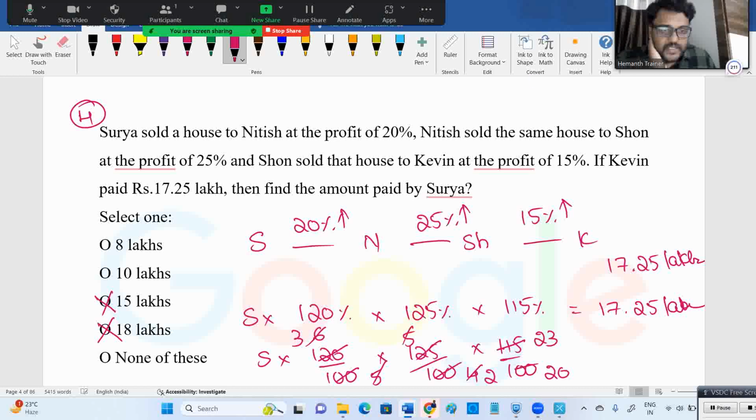Now we'll try. This is 17.25 lakhs. So 17.25 into 40, or into 20, will give 34.5. Again 34.5, no, 345 into 20, into 2 will give 34.5. Into 20 will give 690, sorry. 690 divided by 69 will give 10 lakhs. Yes, definitely. If you do all those calculations, we get that Surya paid 10 lakhs.